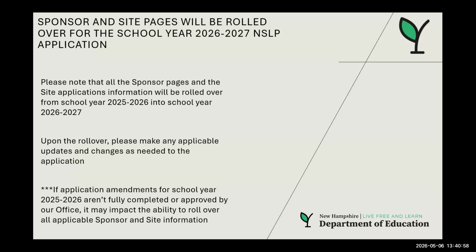Just want to note that if you have an application amendment currently in process for school year 25-26, this may impact the rollover. So if you do not see your district rolled over, or if there are any issues with the rollover, please contact our office for assistance.